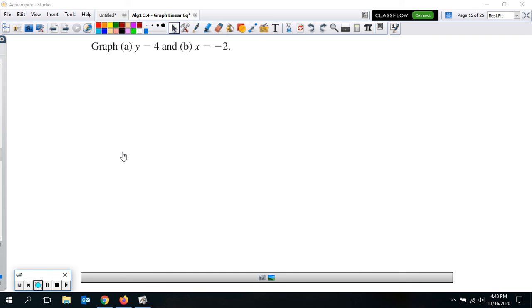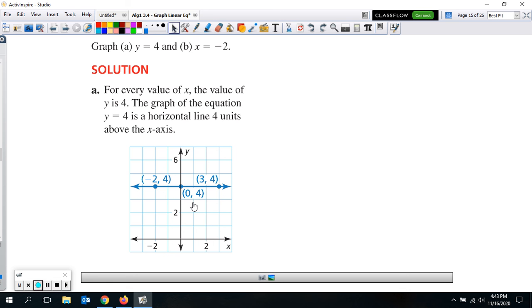Alright, so you don't need to write these down. Let's just go and look at them. It says graph y equals 4 and x equals -2, and we're going to do this on a coordinate plane. So you can see right here, for letter A, the y equals 4 is just going to see where 4 is on the y-axis, and it's a straight horizontal line because it's a y equals.